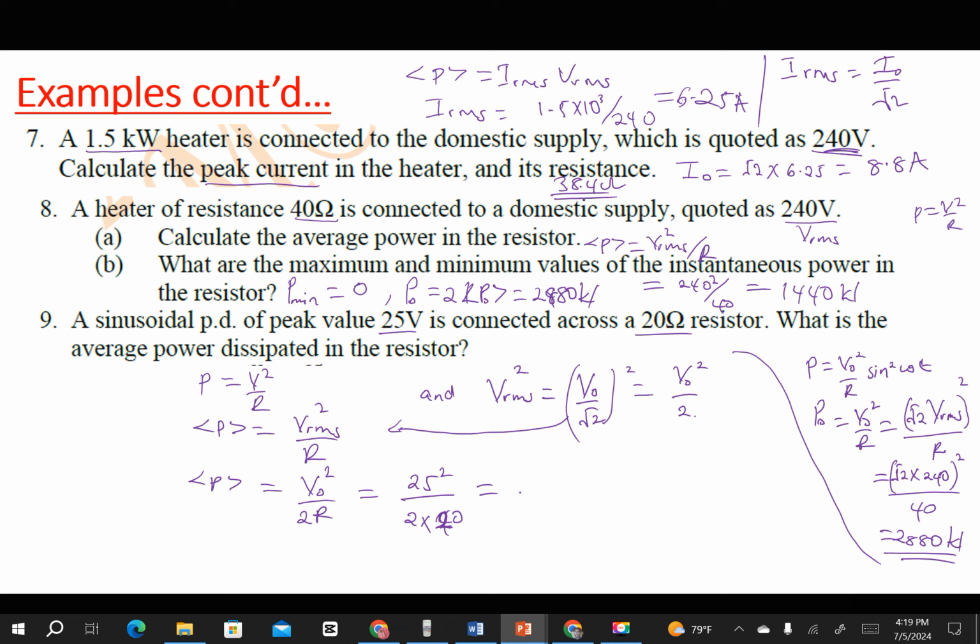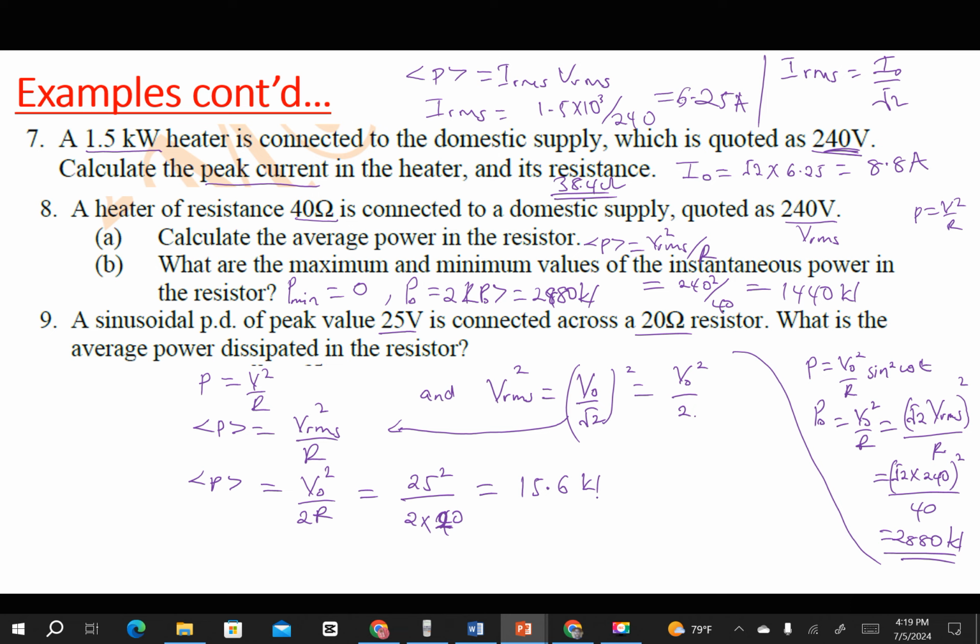So 25 squared divided by 40. This is giving me 15.6. So that is 15.6 watts as the average power dissipated in the resistor.